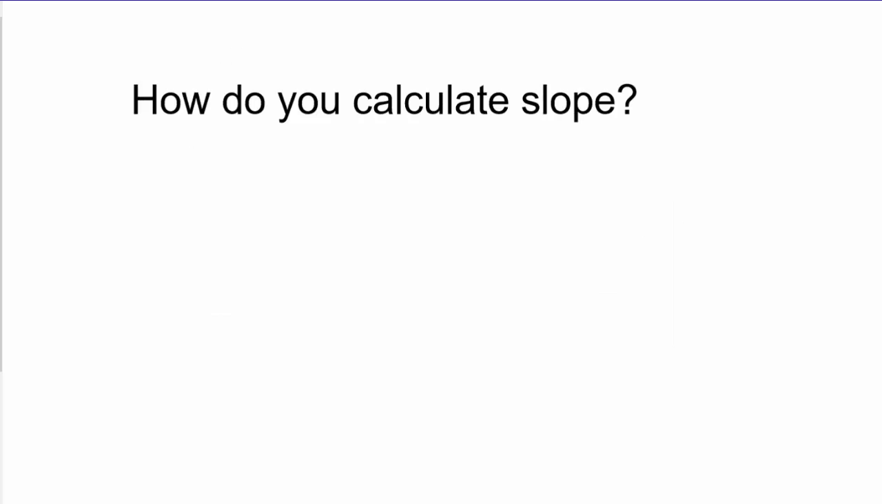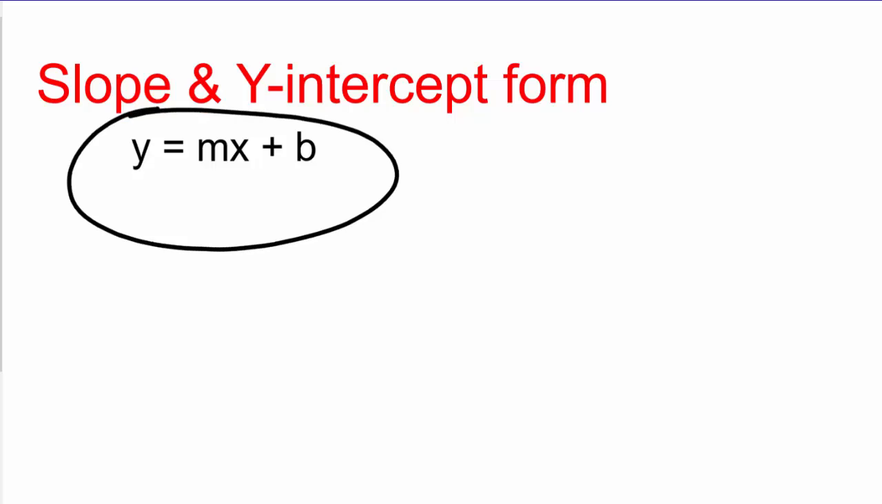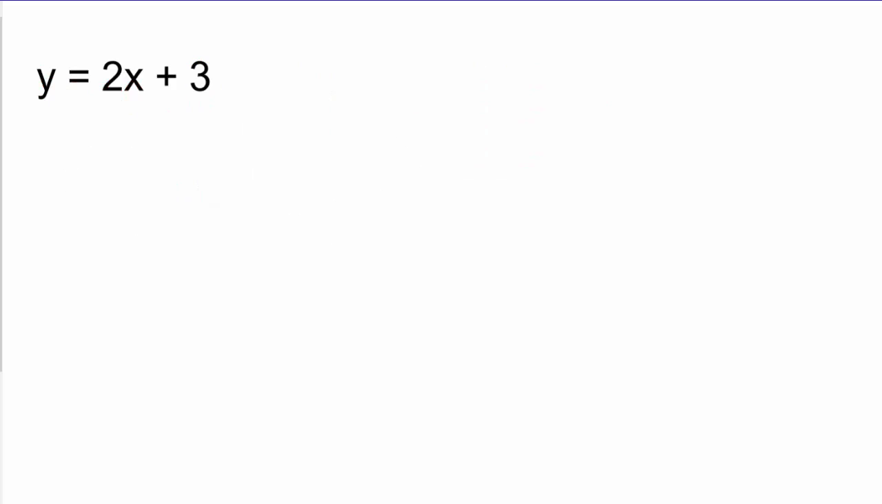How do you calculate slope? Simply, if you have slope y-intercept form, you don't even have to calculate it. The number in front of x is the slope, positive or negative. The number after x is the y-intercept. So what's the slope here? 2. What's the y-intercept here?